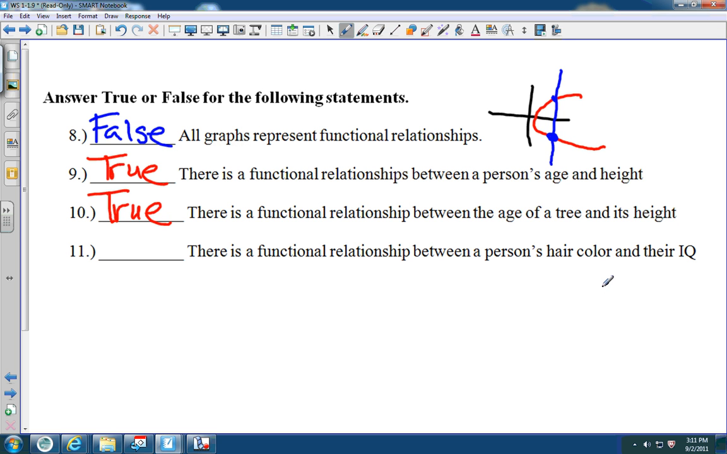The next one, is there a functional relationship between a person's hair color and their IQ? Okay, I know there's a stereotypical thing saying that blondes are dumb, okay, but I'm blonde, I'm not dumb. So no, there is no correlation. So this is false.